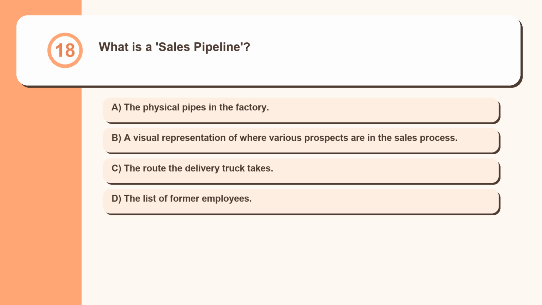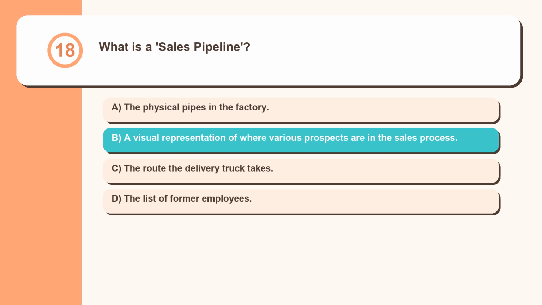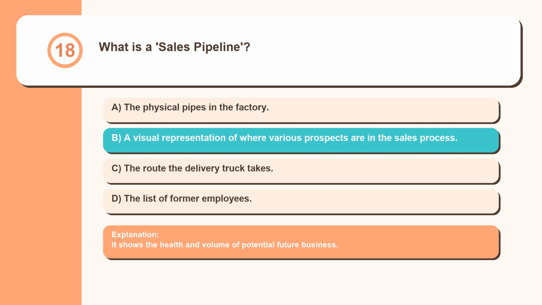Question 18. What is a sales pipeline? The physical pipes in the factory. A visual representation of where various prospects are in the sales process. The route the delivery truck takes. The list of former employees. It shows the health and volume of potential future business.